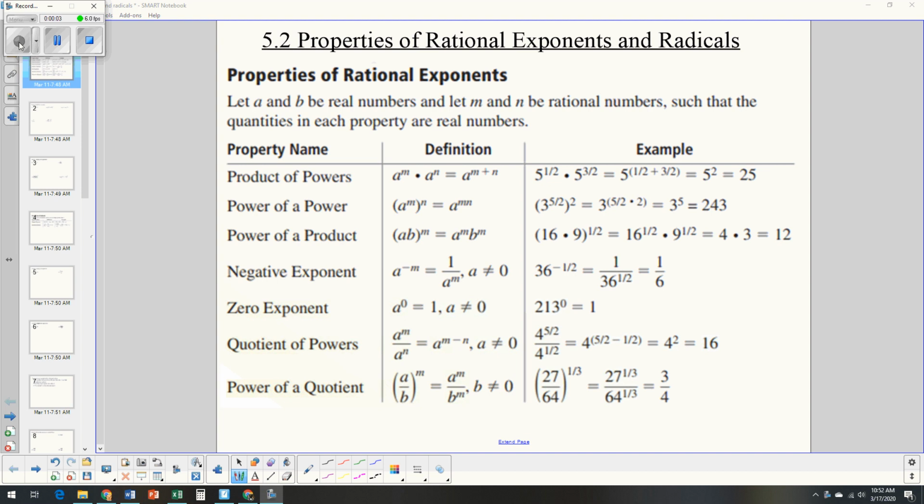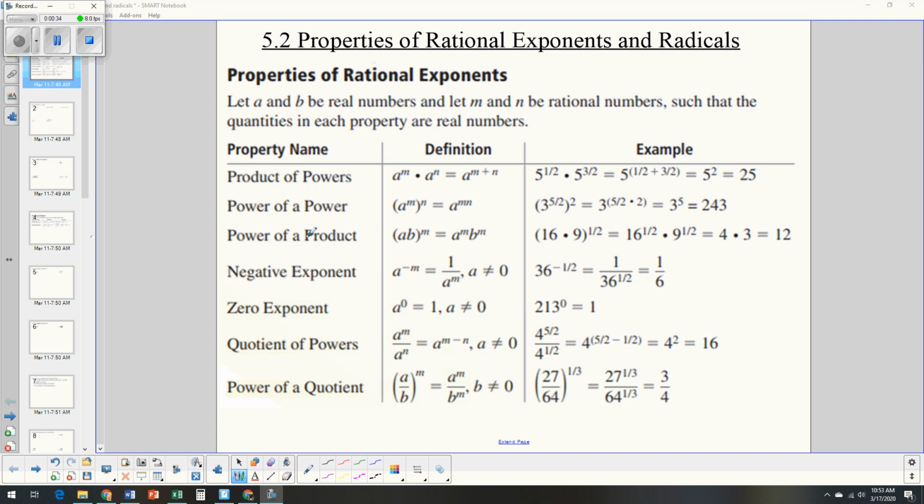Our first lesson is going to be on properties of rational exponents and radicals. A lot of these properties we've already seen before. We did them in Algebra 1. So the product of powers is when you are multiplying two things with the same base, we would add together their exponents. For power of a power, that's when you have something that already has an exponent being raised to another exponent, we would multiply those powers.